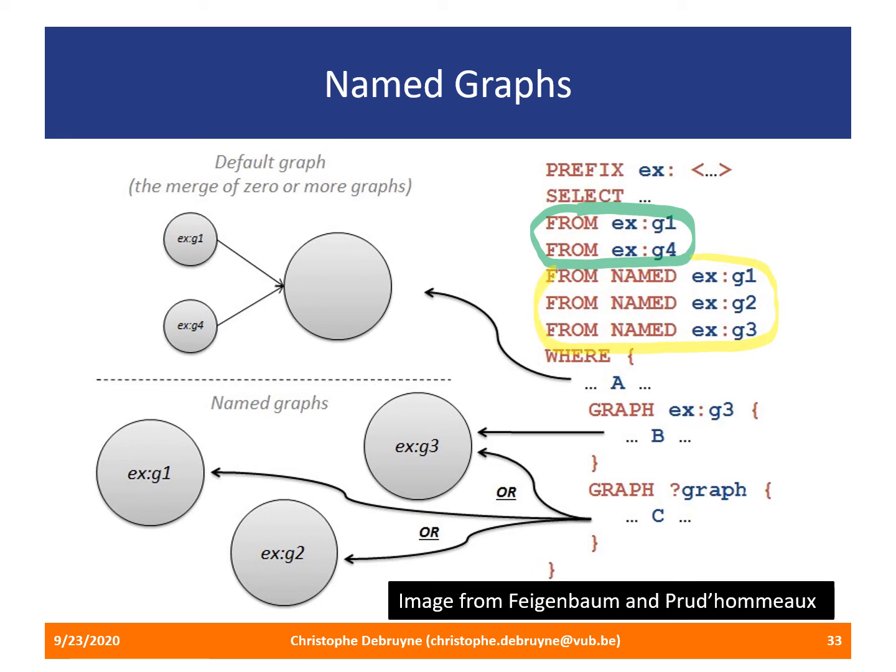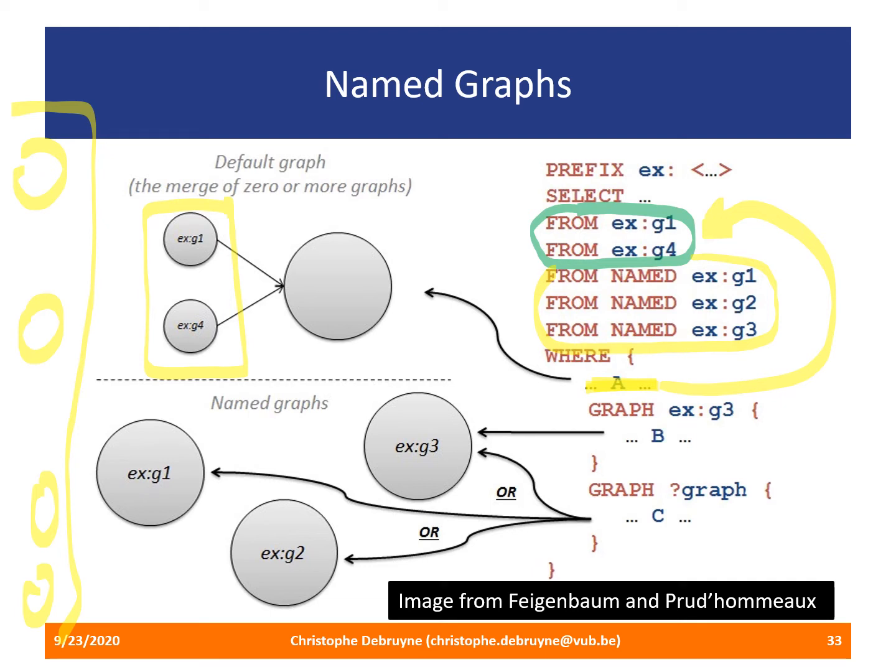And there might be others inside the triple store, but we discard them. We don't care about them. And whenever in our query we are looking for triple patterns without the graph declared, well, we are looking for those triple patterns in the default graph, being the union of G1 and G4.